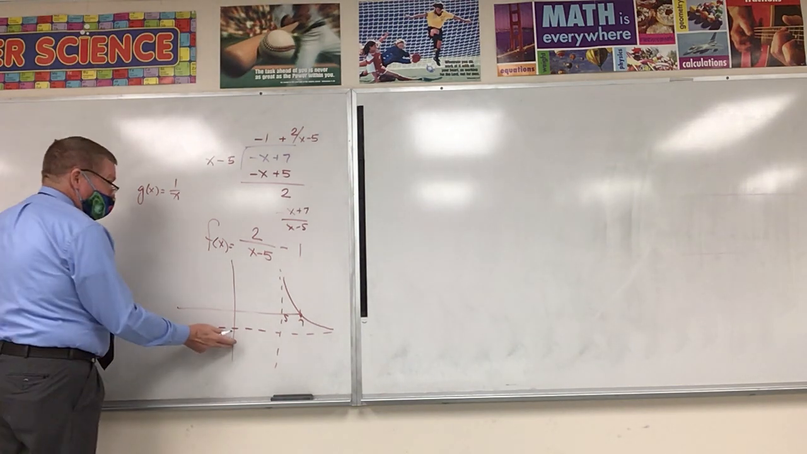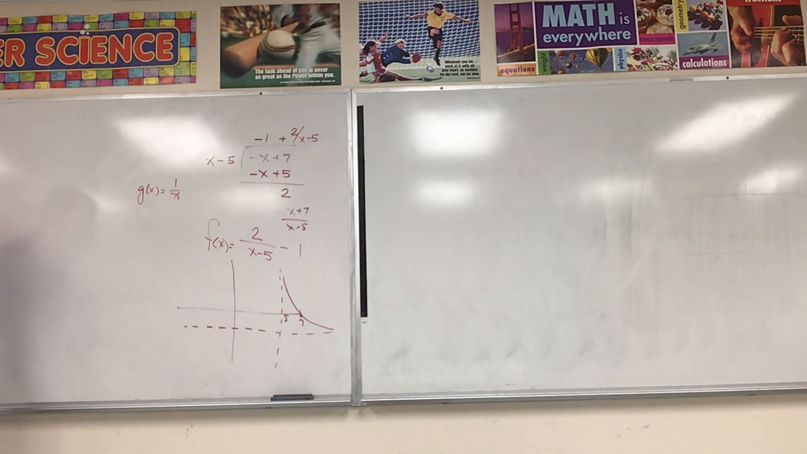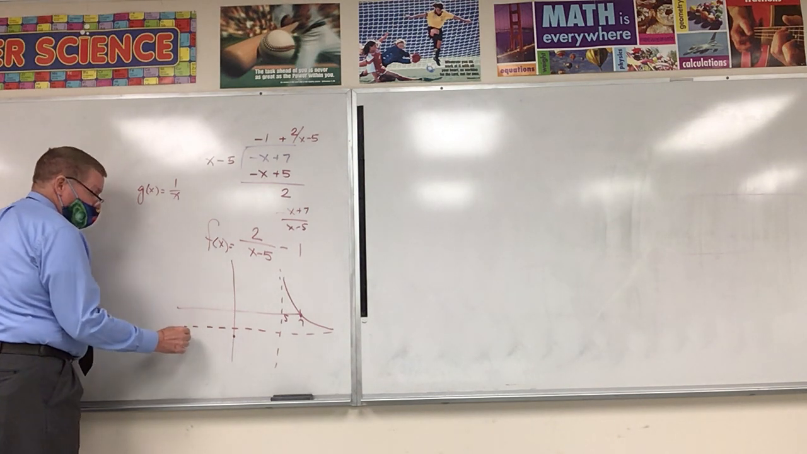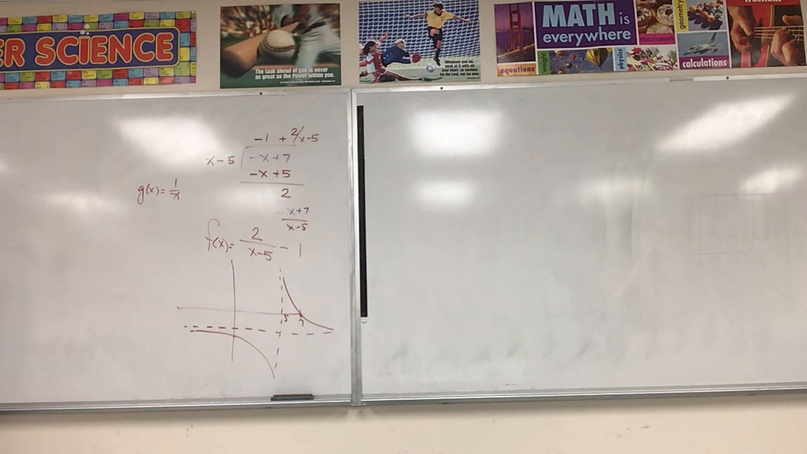What's my y-intercept? Is it negative 7 over 5? Which is approximately what? Alright, 1.2. 1 point something? Here's my graph. 1.4. Pretty close. Yep.